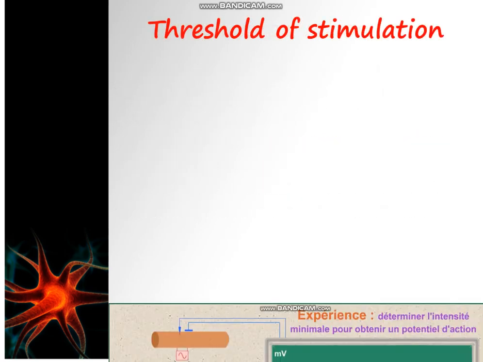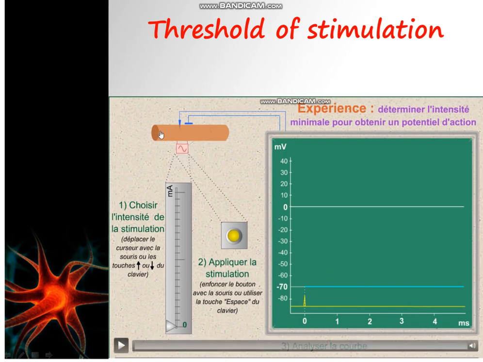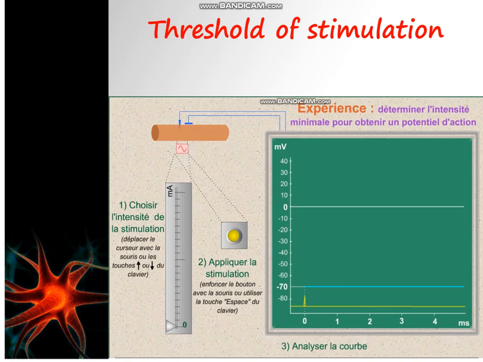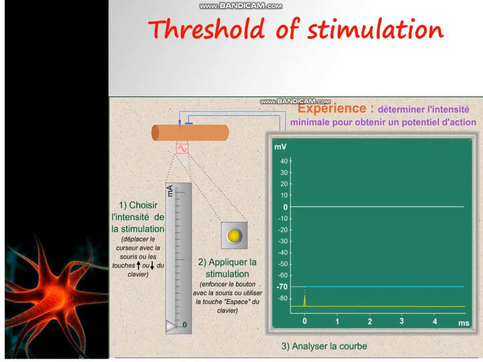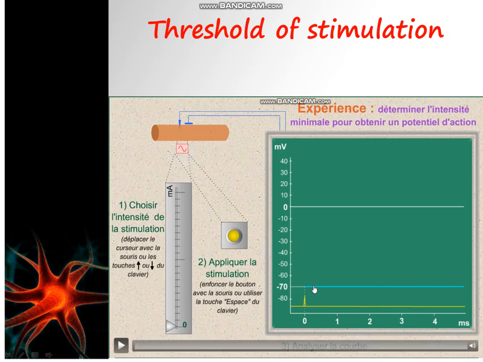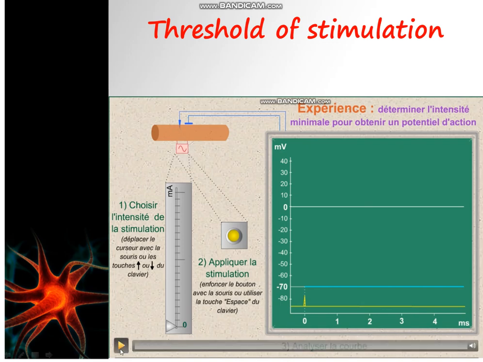Let's see. In this experiment, we will stimulate this nerve fiber with an electric stimulation of increasing intensities, and using an oscilloscope, we will record the variation of membrane potential. The yellow line represents the stimulation, and the green line represents the membrane potential. As you see, in the absence of any stimulation, the membrane potential is minus 70 millivolt, which means that the nerve fiber is at rest. Let's see the video, and after it, we will summarize the results.